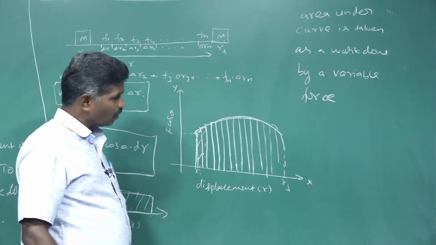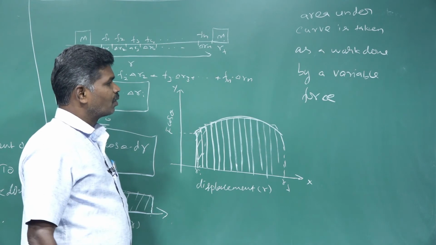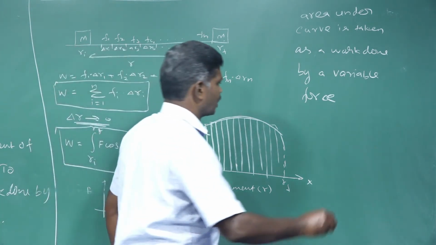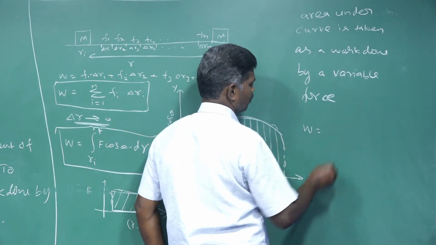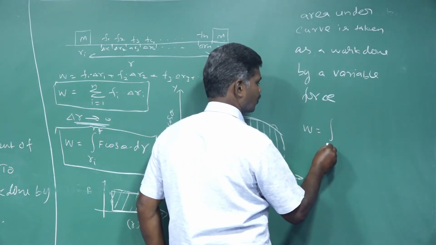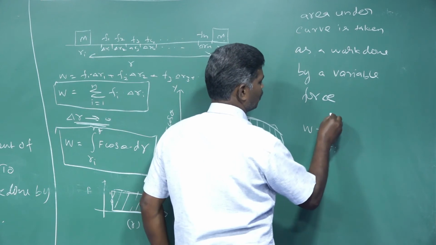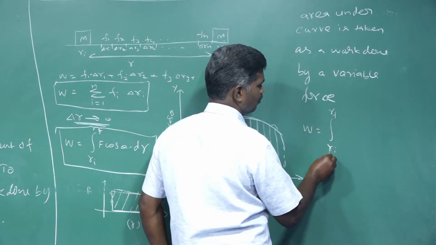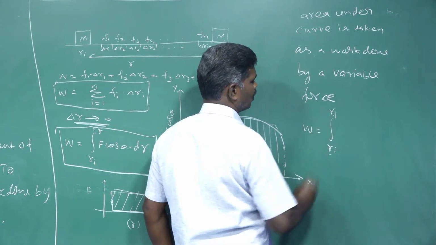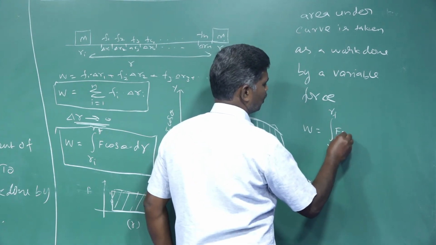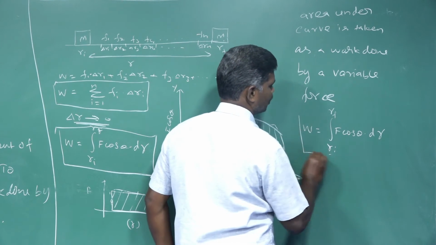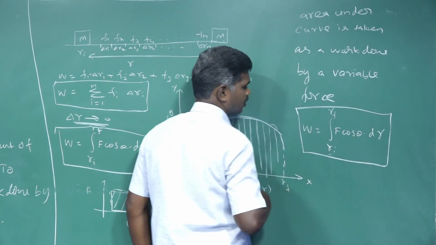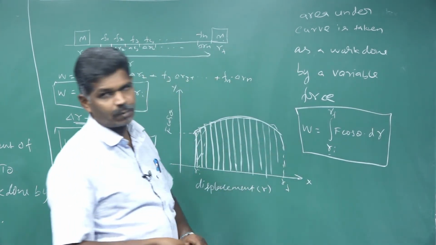So that is the work done by a variable force formula. Finally, we can take the total work done as W is equal to the integral from Ri to Rf of F cos theta dr, where Ri is the initial position and Rf is the final position. Next we are going to see an example problem.